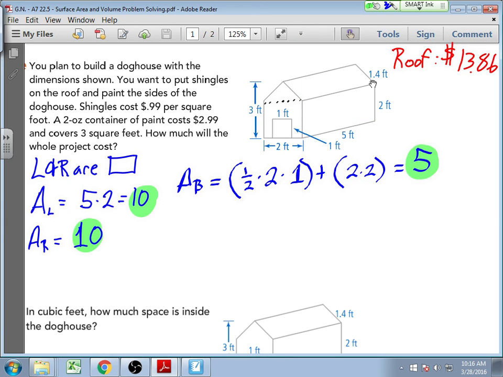How much area does the doggy door take up? 1 square foot, right? It's 1 by 1. So the area of the front would be the 5 minus the 1, and it's 4. Are those all of the faces that I'm going to have to paint? Yeah. Front, back, left, right. That's it.